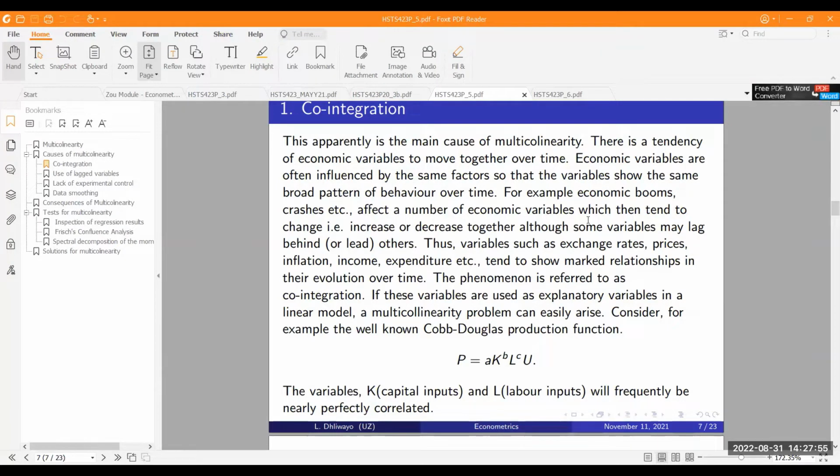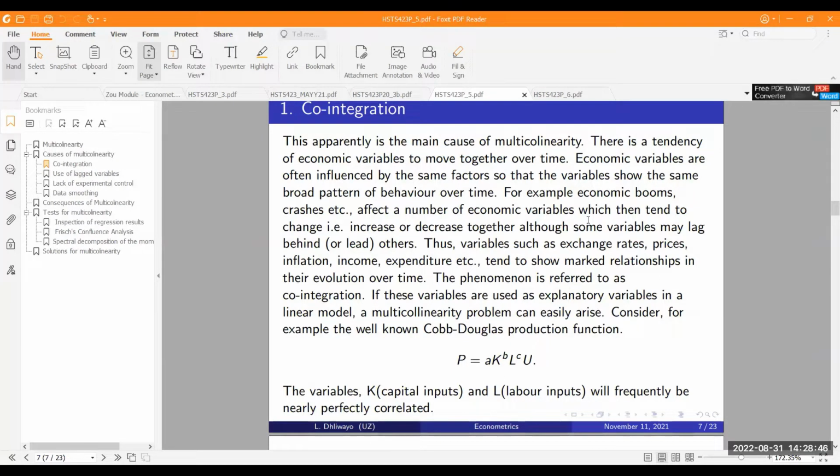Economic variables are often influenced by the same factors, so that variables show the same broad pattern of behavior over time. For example, economic booms, crashes, etc. affect a number of economic variables, which then tend to change, i.e. increase or decrease together, although some variables may lag behind or lead others. Thus, variables such as exchange rates, prices, inflation, income, expenditure, etc. tend to show marked relationships in their evolution over time. The phenomenon is referred to as co-integration, i.e. the variables are moving together over time.